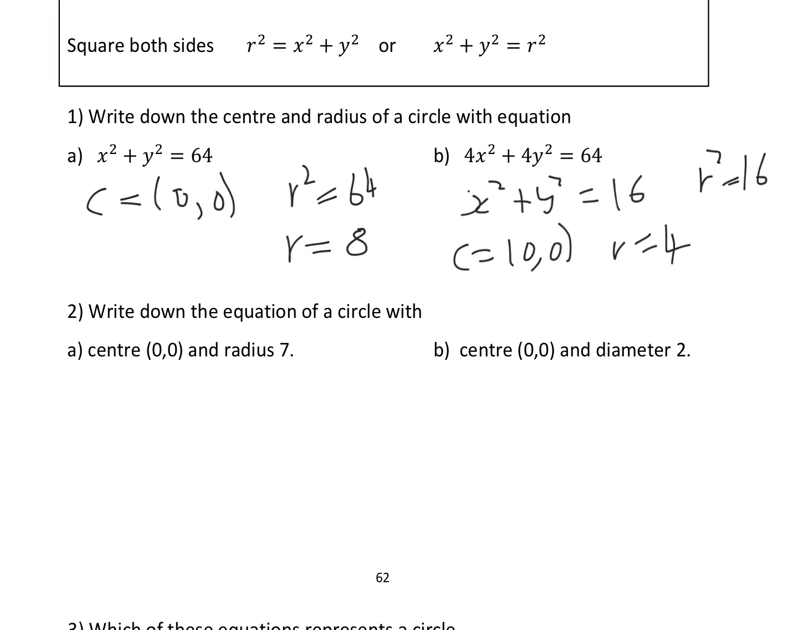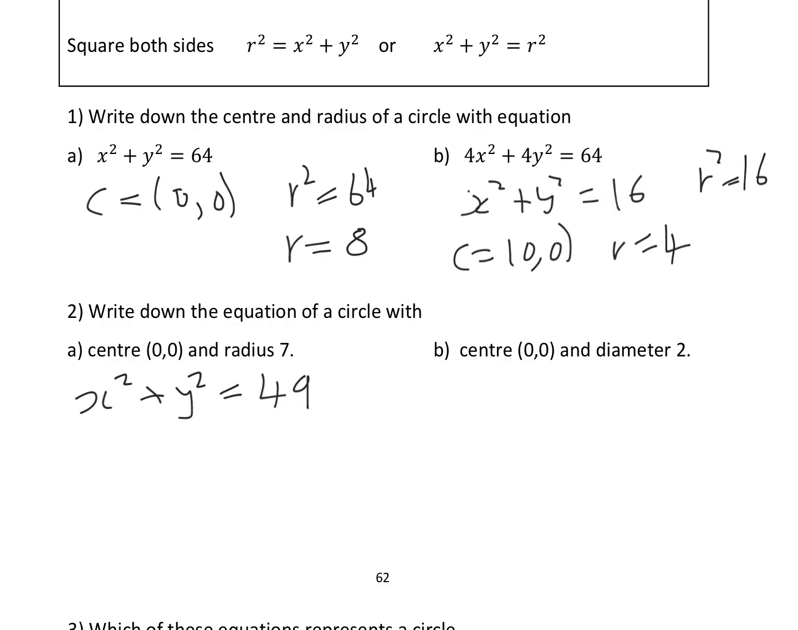In question 2, we have to write down the equation of a circle when it has a center of 0, 0 and a radius of 7. Well, center 0, 0 just means we write down x squared plus y squared, and a radius of 7 means that the right hand side has to be r squared, or 7 squared in this case, which is 49.